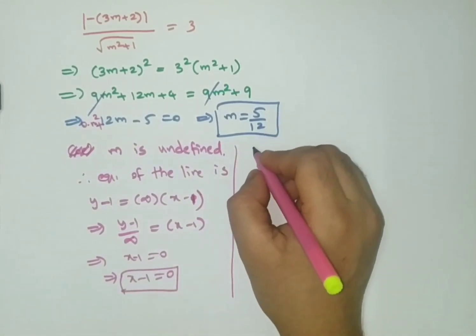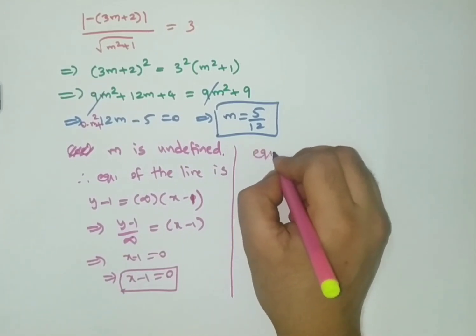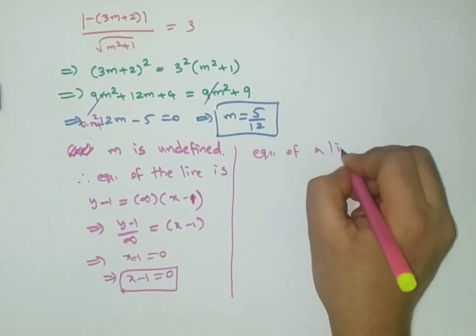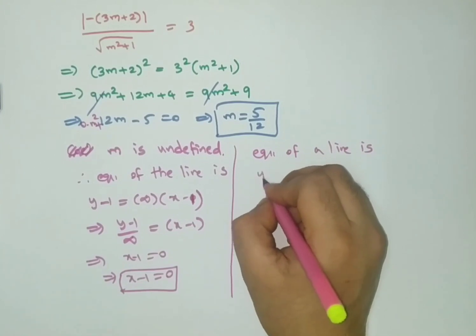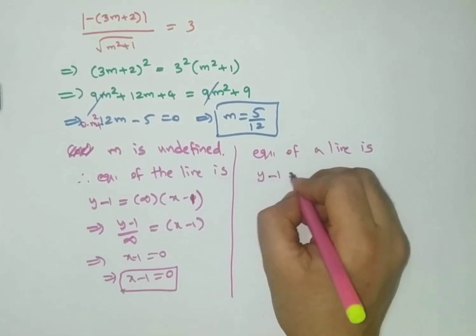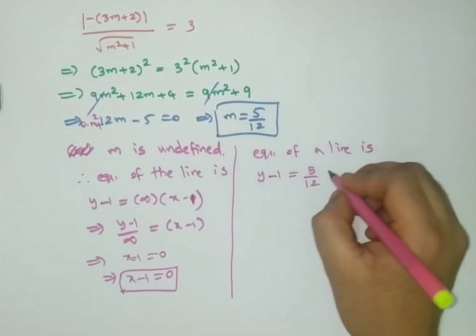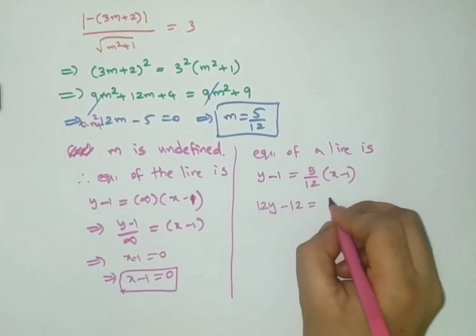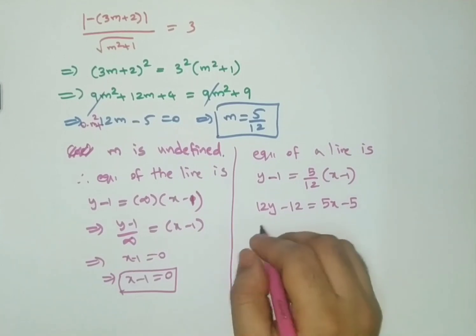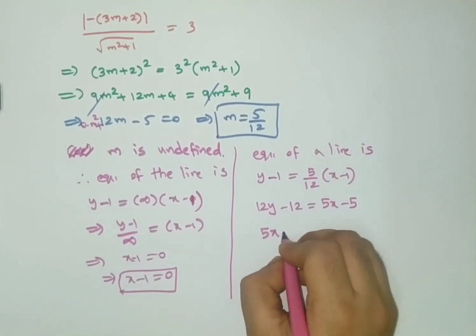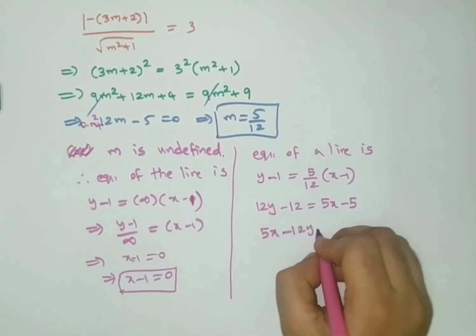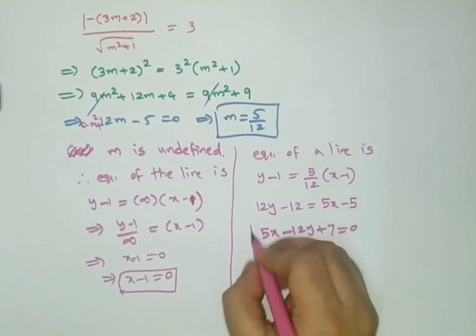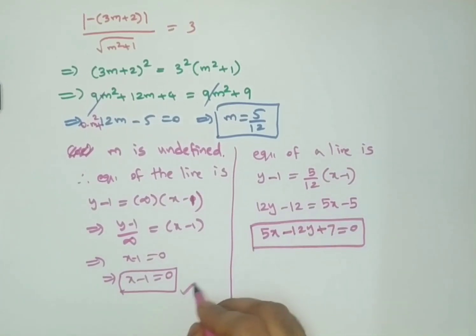And coming to the other one, what is the equation of the line? The equation of the line is y minus 1 is equal to 5 by 12, the slope, into x minus 1. So 12y minus 12 is equal to 5x minus 5. That means 5x minus 12y plus 7 is equal to 0. These are the required line equations.